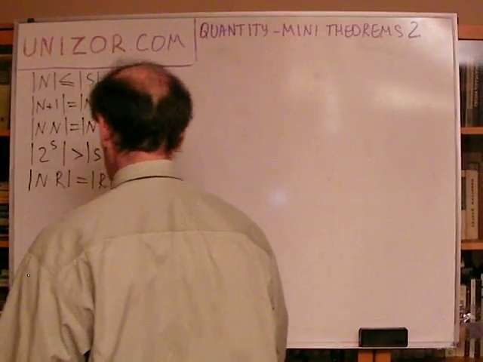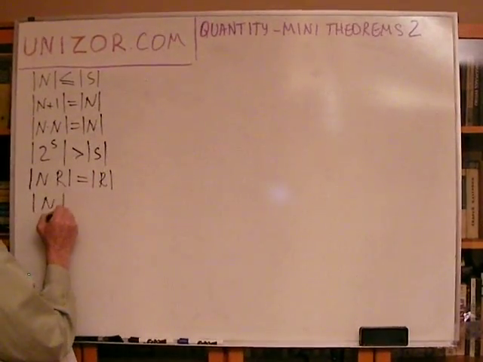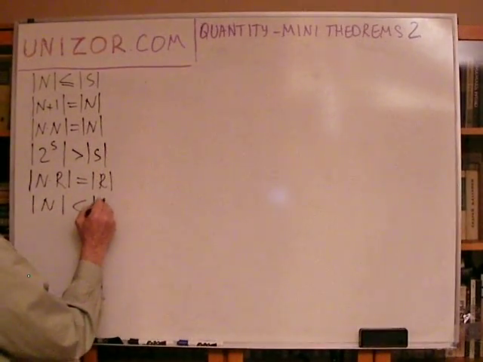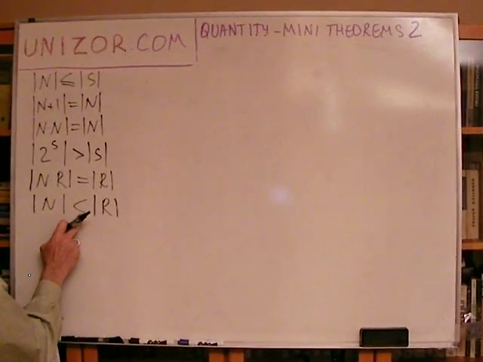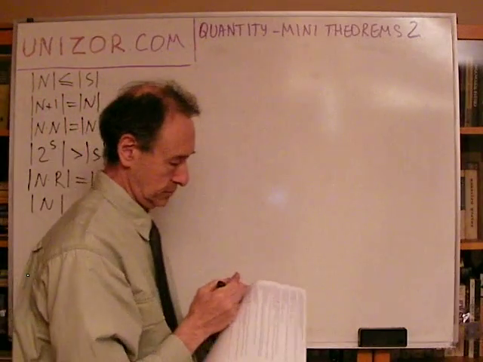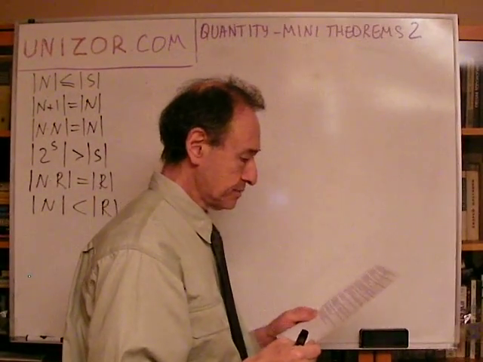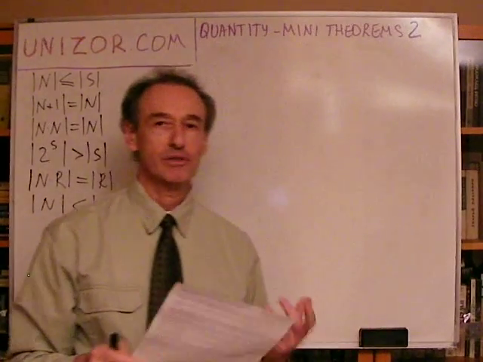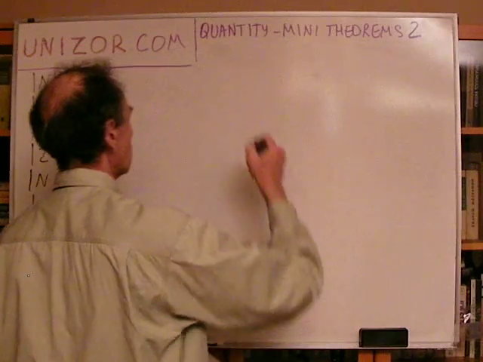And how can we put it here? We can put it here this way. N less than R. Now, this is a strict less than. There is no equal like here. Now, something which is much more interesting. Here's how it looks in formula.